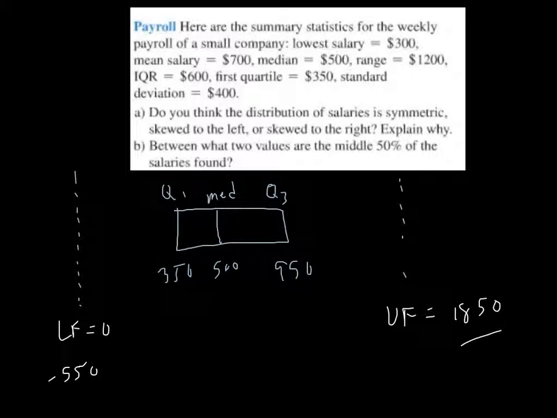All right, well, what's the lowest salary? $300. So that's just below the first quartile. So we're just going to cut that off right there and say that that's $300.